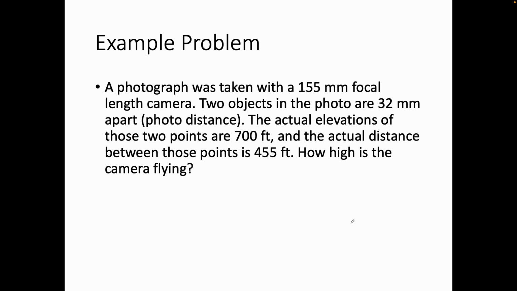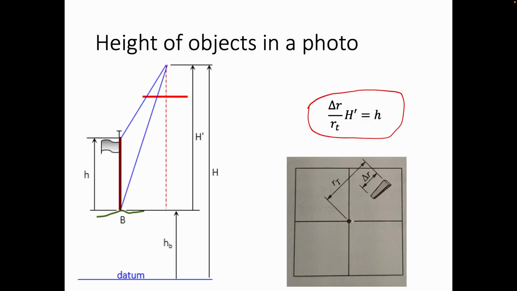Now, this is kind of interesting because we didn't talk about this, but we can actually see just by going back here, if we know any three of these pieces of information, we can solve for the other one. So in this case, we don't know the camera height. We want to solve for the camera height.